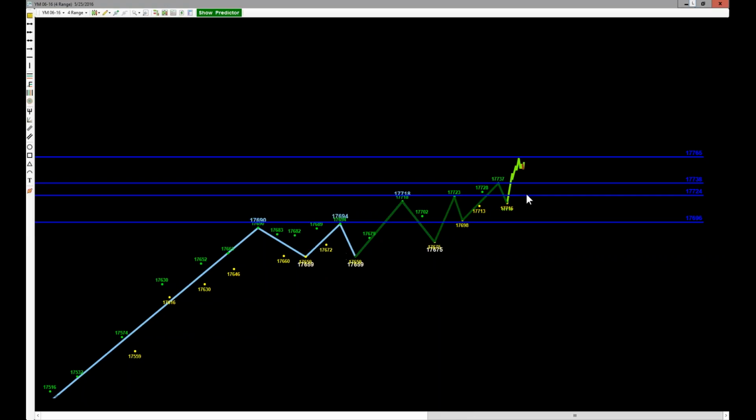Okay, so that would be the pullback I'd be looking for. More than likely, I'd be looking for this one right here because that looks to me like it would probably be closer to a mid-band, wouldn't you think? Maybe a little bit more like a mid-band. Okay, let's look at the actual chart.